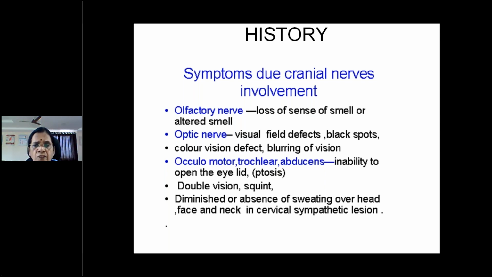And then the symptoms of third, fourth, and sixth cranial nerve involvement: in the third nerve, they will have ptosis, and they can have double vision and squint, depending upon the sixth nerve or the third nerve. They can have either an internal squint or an external squint. And then a diminished or absent sweating over one half of the face, head and neck indicates a Horner syndrome, cervical sympathetic.